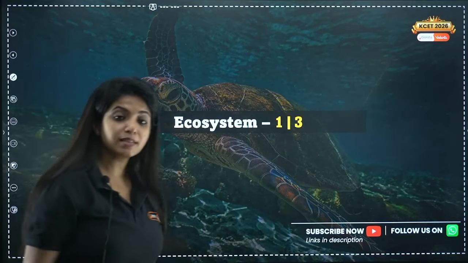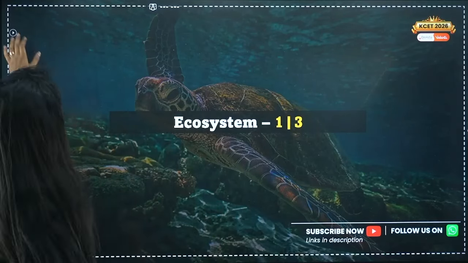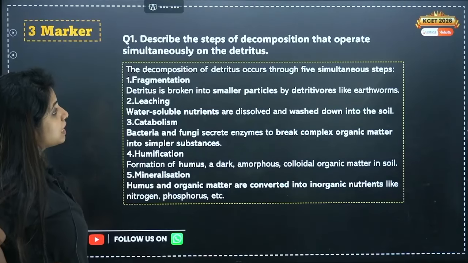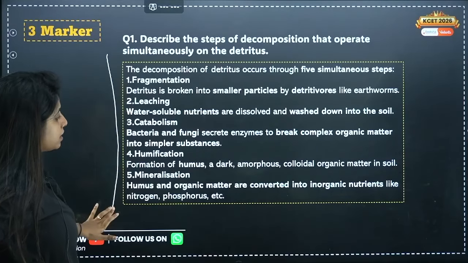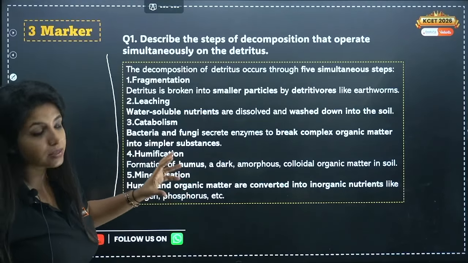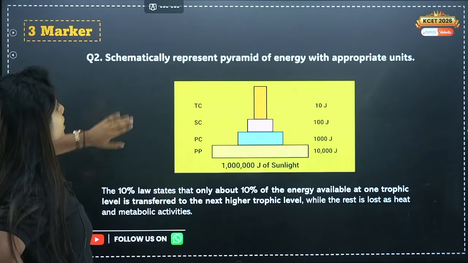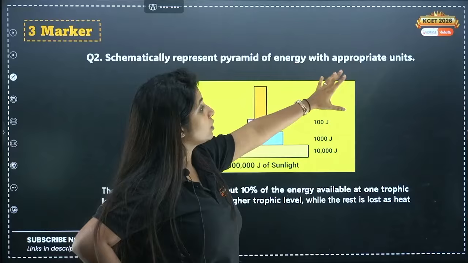Next, we are going to solve some long questions of the chapter ecosystem. So describe the steps of decomposition that operates. We already discussed it. Please know all the features, the conditions. Okay. Now schematically represent the pyramid of energy with appropriate units.